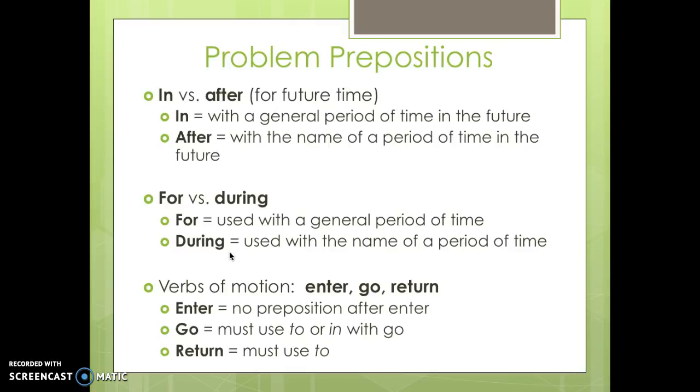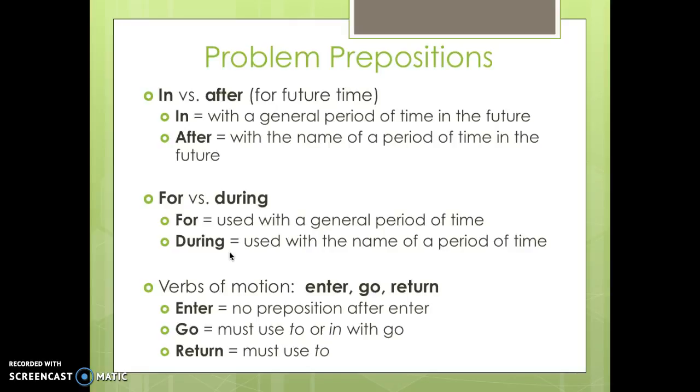For versus during. We use for with a general period of time. We use for to answer the question, how long? And then we use during with the name of a period of time, which we use to answer the question, when? If you said they visited France during 2 weeks, that would again be incorrect. You would need to say they visited France for 2 weeks.